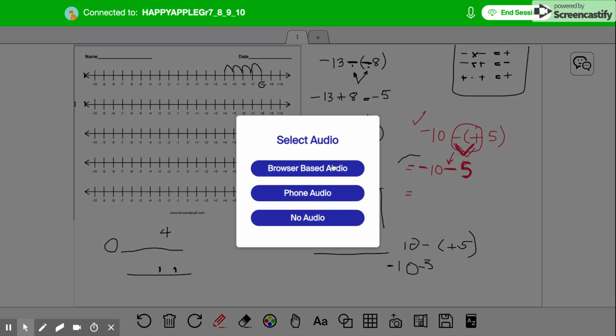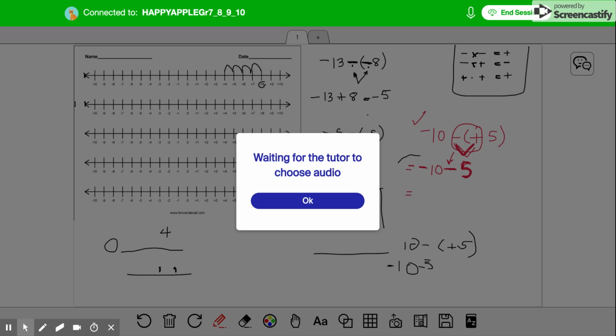Jude, lower that. Lower that. Jude, lower that. God, this kid. Lower that.